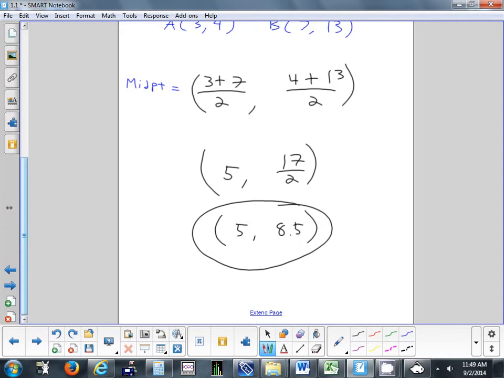So that's your distance and midpoint formula in 2D. Okay, later in the year, we'll extend the distance formula to 3D. It's a very simple extension. You just add on the z's, the z component. But for now, we'll stick with 2D.